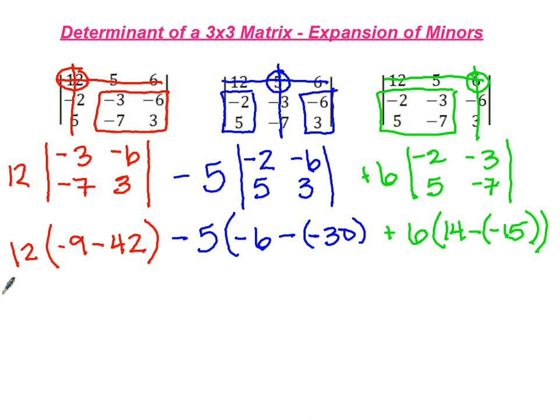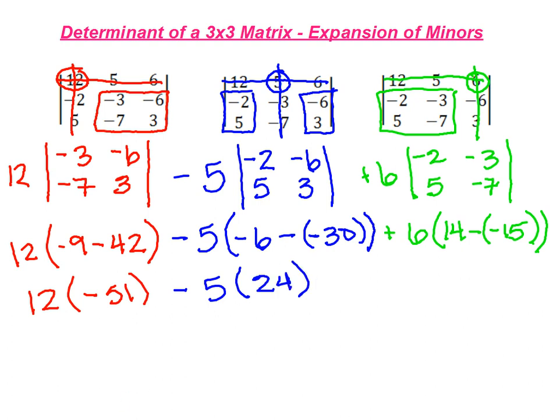Continue simplifying. 12 times the determinant of this 2 by 2 matrix is negative 51. We're subtracting 5 times the determinant of this 2 by 2 matrix, which is 24. And adding 6 times our final determinant of 29. Simplify by finding your final products.